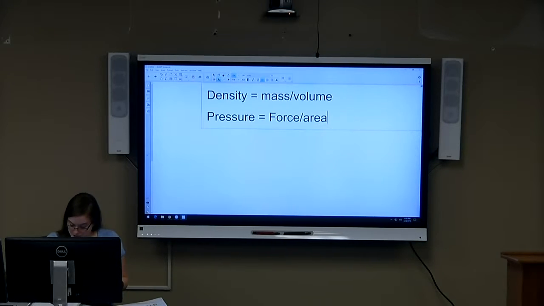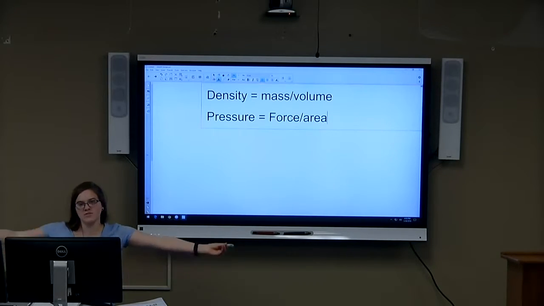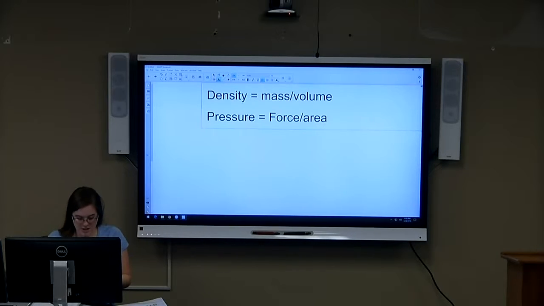Charles' gas law says the volume of a gas at constant pressure is directly proportional to its temperature. So it's saying that if you compress gas into a small space, like if I were able to compress all of the gas in this room into this one little part of my pencil, then the pressure of all those particles banging against each other would cause heat, which is correct.